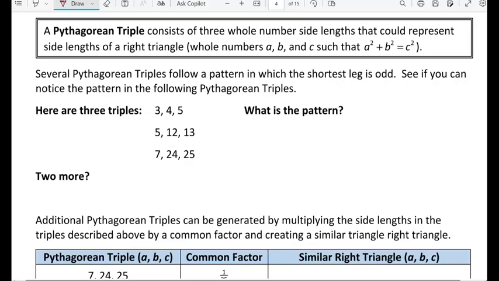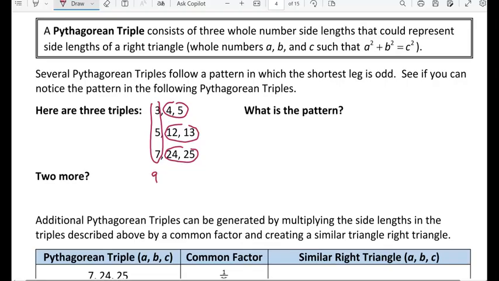5, 12, and 13 are also triples because 5 squared plus 12 squared is equal to 13 squared. And 7 squared plus 24 squared is also equal to 25 squared. There is a nice pattern here. You'll notice that these first numbers are odd, and then if we look at the second pair of numbers, the larger ones, each pair here, they are 1 apart, and they add up to the square of the smaller ones, so we can generate some additional pairs here.